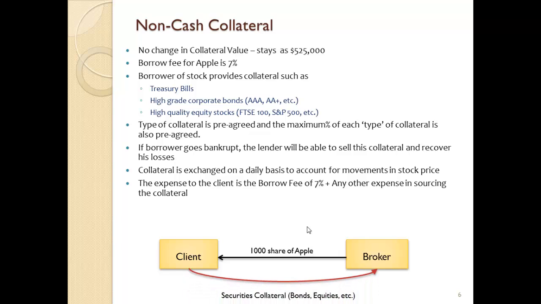This could include treasury bills, corporate bonds, equity stocks, and other forms of securities as collateral. And this is usually pre-agreed between the borrower and the lender, and the maximum percentage of each type of collateral is also pre-agreed. If the borrower goes bankrupt, the lender will have the rights to sell this collateral and recover his losses. Like cash collateral, non-cash collateral is also exchanged on a daily basis to account for movements in the stock price. The expense to the client or the borrower of Apple in this example is 7% plus any other expense in sourcing the collateral.